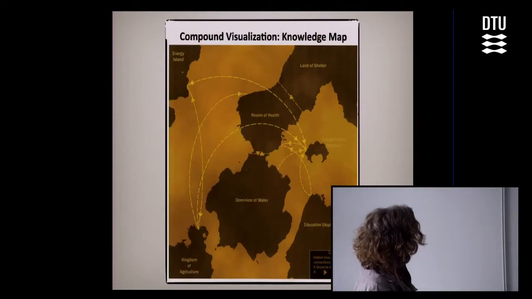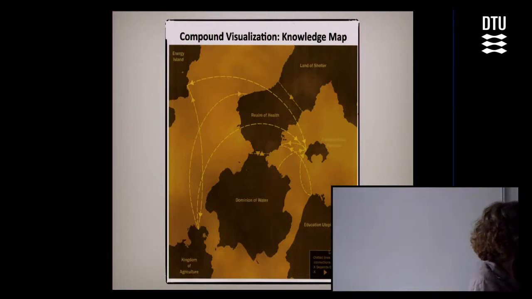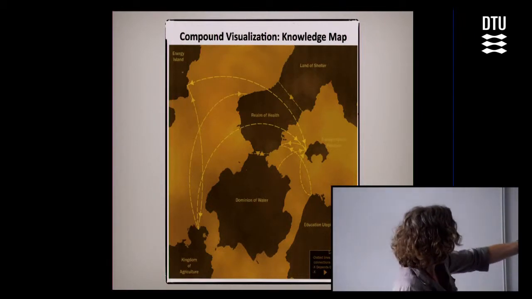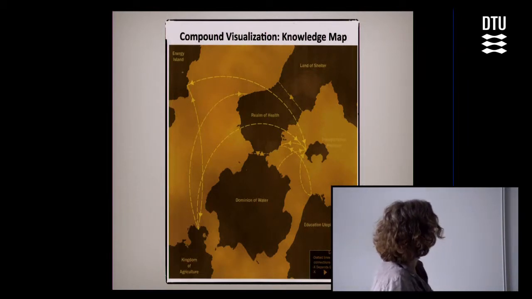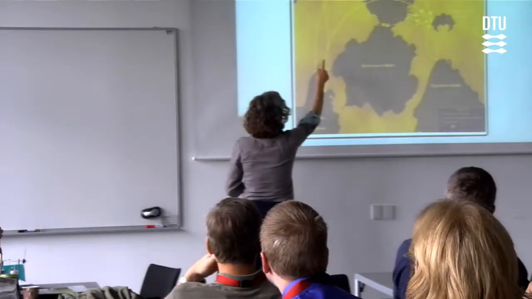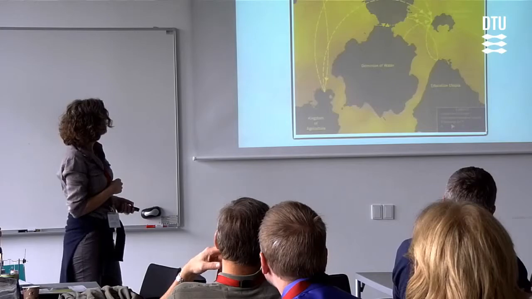Here's another one. This is called a knowledge map. So you can see here the kingdom of agriculture, the dominion of water, education, utopia. This is a style of visualizing information components, and then the related areas are indicated by arrows and connection lines.